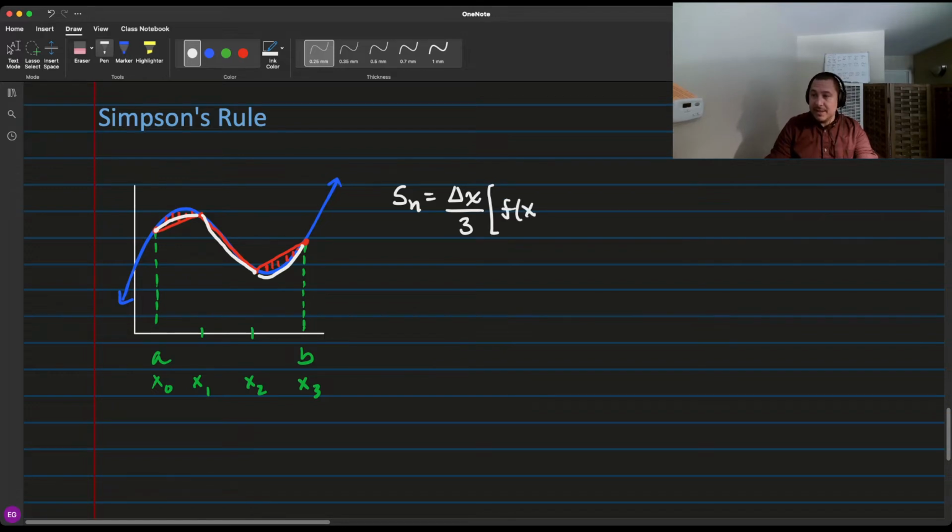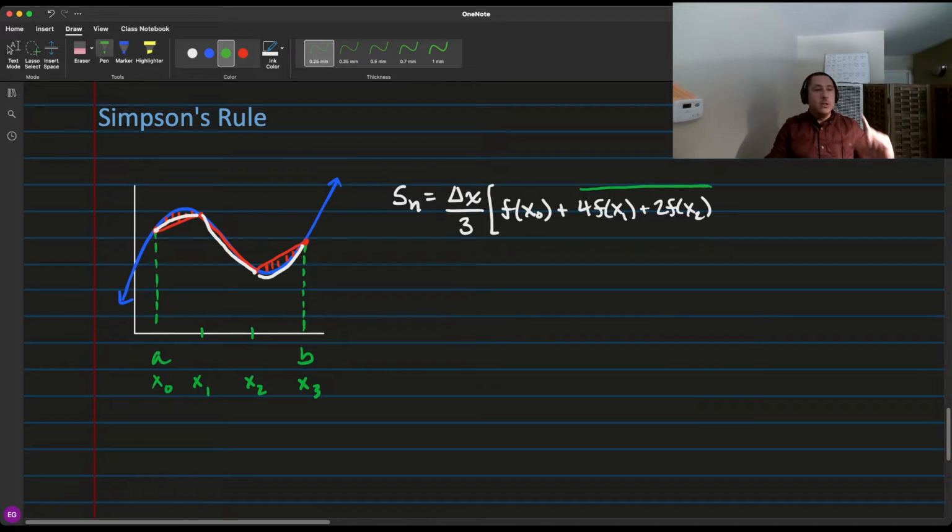times f of x0. So the first one, no change. And then 4 times f of x1 plus 2 times f of x2. And then what you're going to do is you're going to keep on repeating 4, 2, 4, 2 over and over. Any term that has an odd xi, so x1, x3, and so on, will be times 4. For any xi term that is even, you're going to multiply by 2.